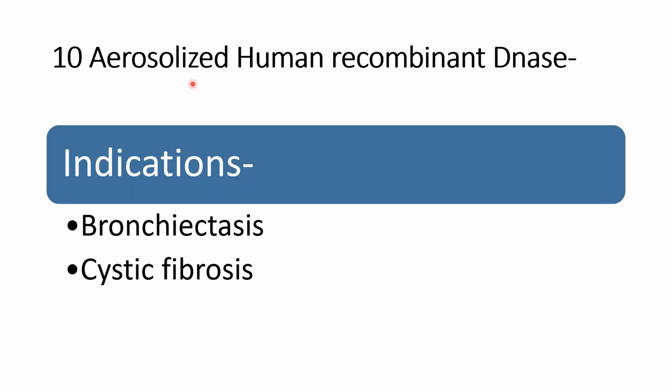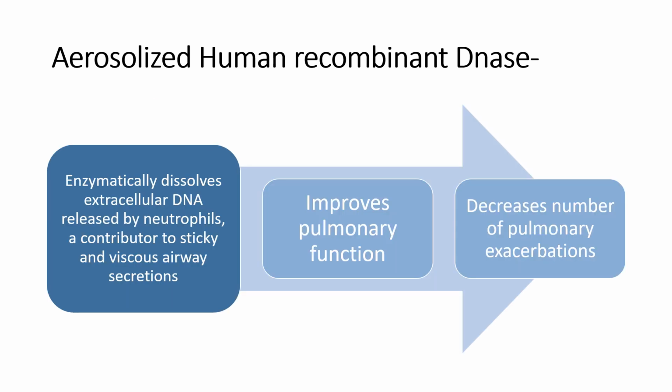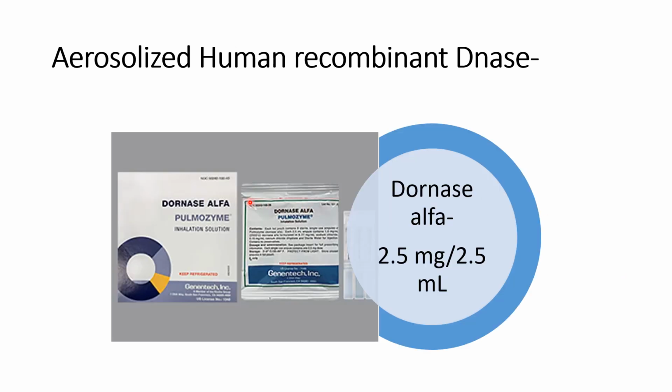Last is aerosolized human recombinant DNase, indicated in bronchiectasis and cystic fibrosis. Its mechanism of action is that it dissolves the extracellular DNA released by neutrophils, which is the main contributor to characteristically sticky and viscous airway secretion. It improves the pulmonary function and decreases the number of pulmonary exacerbations by this action. Dornase alfa is available as the human recombinant DNase.